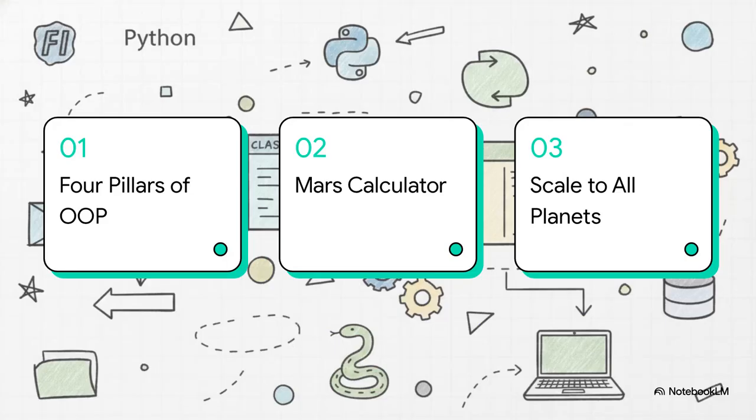Here's our roadmap for today. We've got three main stops. First, the 4 pillars of OOP. Second, building a Mars weight calculator. And third, scaling that up to all the planets.